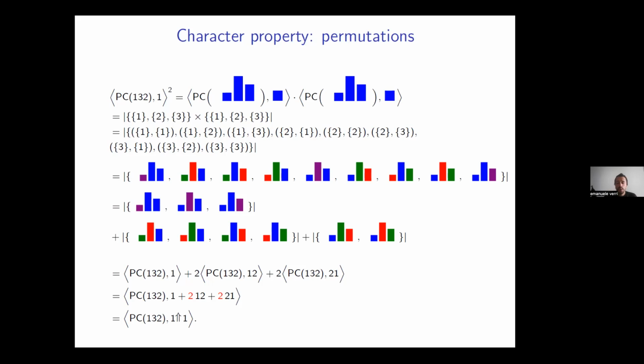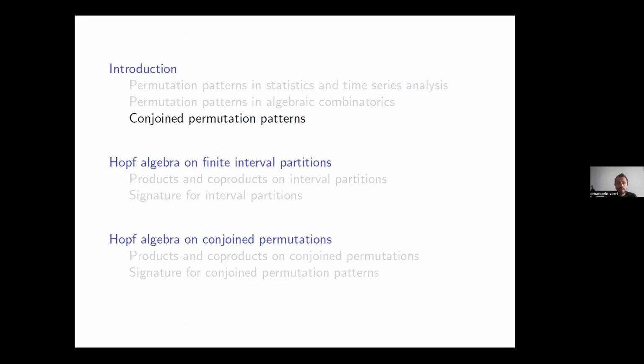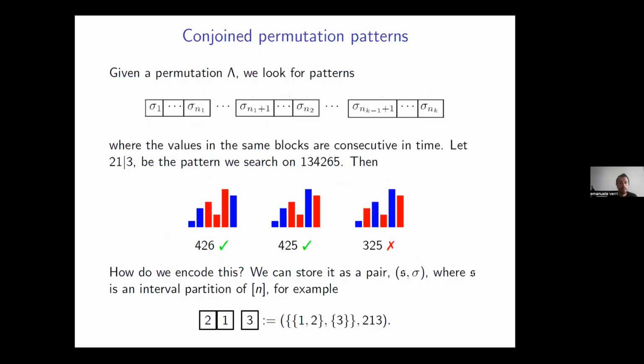And now we can talk about conjoined permutation patterns. So the idea was to put together what Yannick did on Hopf algebras with what Bandt did on time series. So we want to look not just for permutation patterns, but also at permutation patterns where we ask some of the values to be consecutive in time. So we specify that, for example, the first n1 values need to be consecutive, and then there can be an arbitrary gap between the n1 plus 1 and the following values, and so on and so forth. So we have these blocks, and the values need to be consecutive in time.